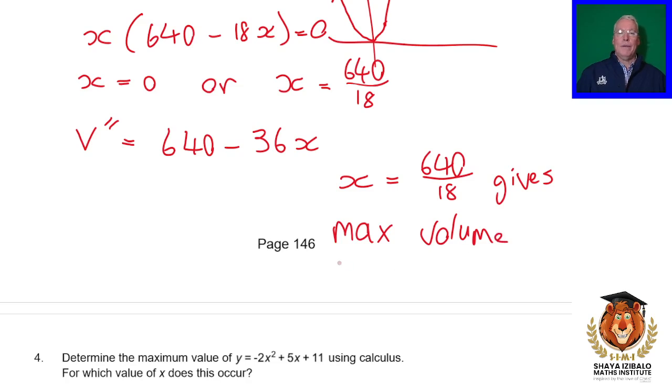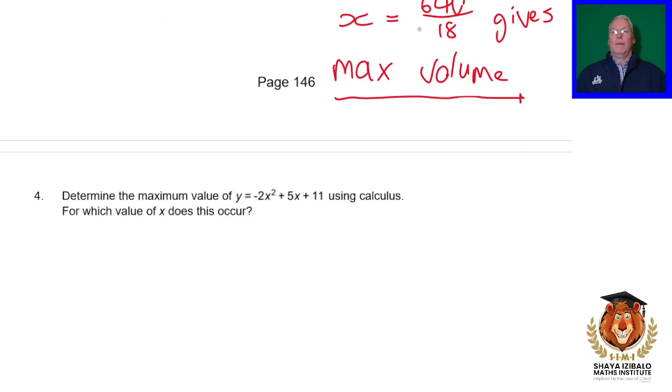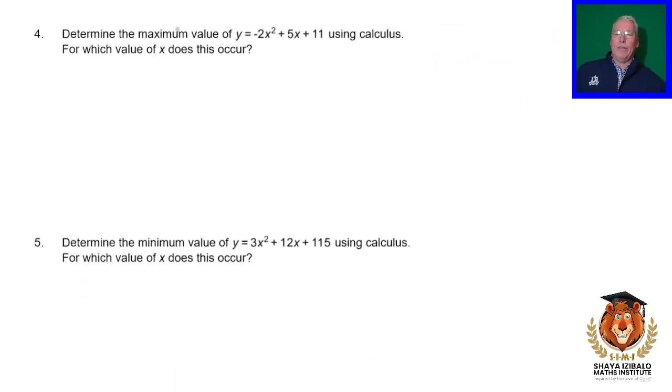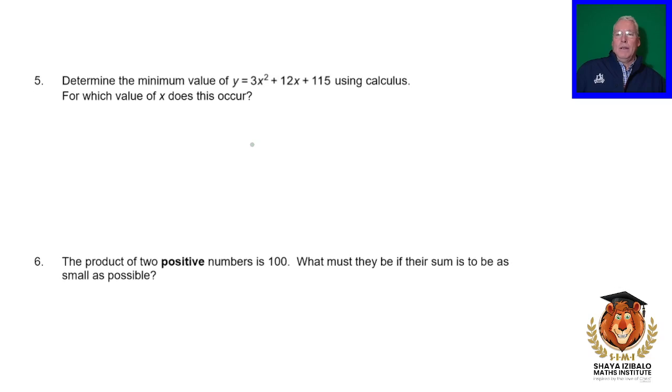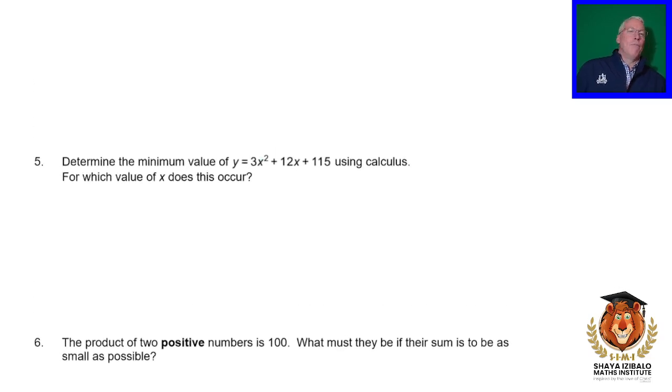Okay, right, let's have a look at question number 4. Right, this is a fairly straightforward one. So is number 5. All right, try both of them. Pause the video, try both of them, and then let it play again.